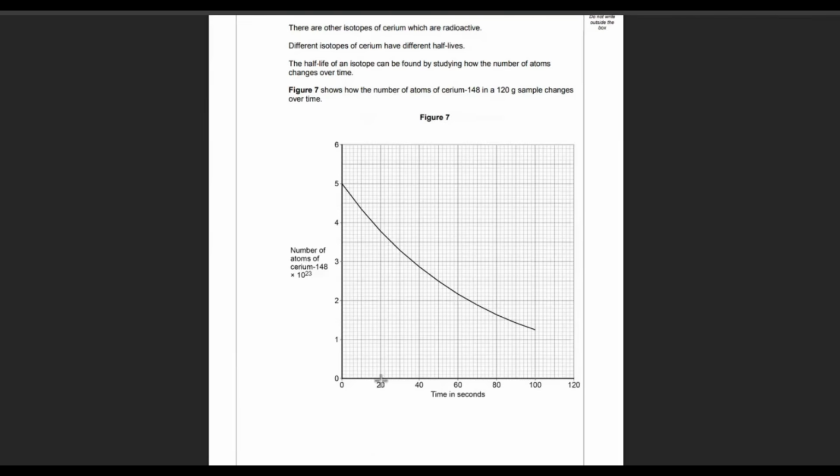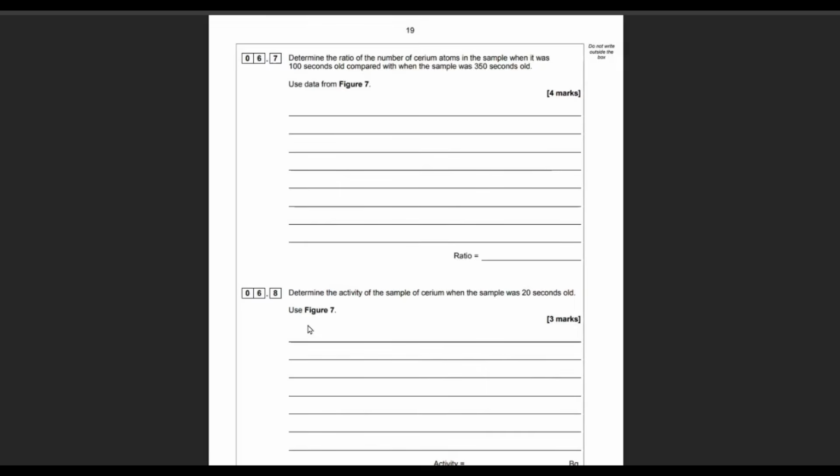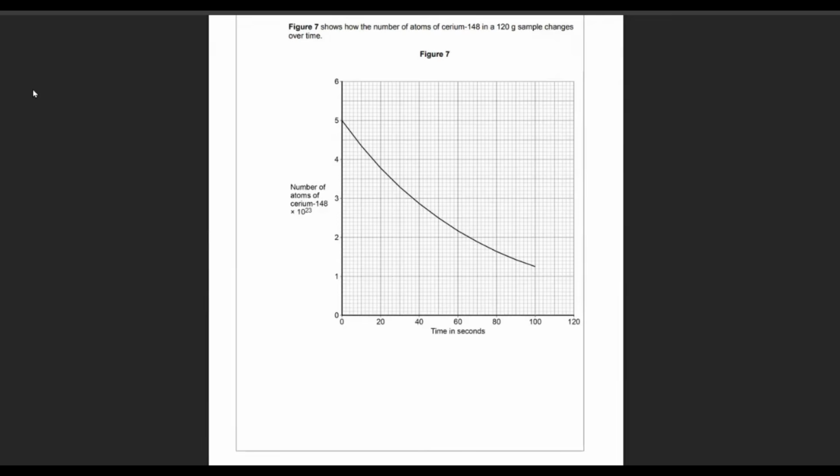Right, we've got a curve. So we need, remember the count rate is the number of particles that decay a second. Did it want the count rate? Well, no, it must want the activity. Yeah, so it's the activity. So the number of particles that decay a second. So we want to basically find the gradient of this line, and that is going to tell us how many particles decay every second. So we need to draw a tangent here.